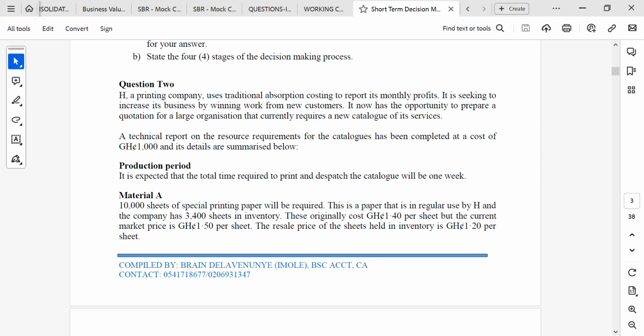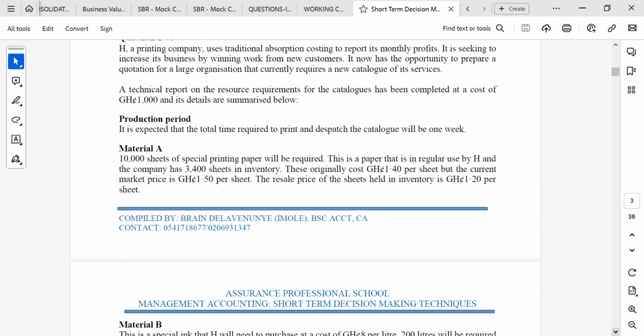Production period. It is expected that the total time required to print and dispatch the catalog will be 1 week. Material A. 10,000 sheets of special printing paper will be required. This is a paper that is in regular use by H, and the company has 3,400 sheets in inventory. This originally cost 1 cedi 40 pesos per sheet, but the current market price is 1 cedi 50 pesos per sheet. The resale price of the sheets held in inventory is 1 cedi 20 pesos per sheet.